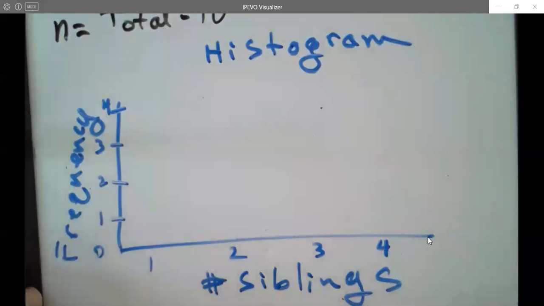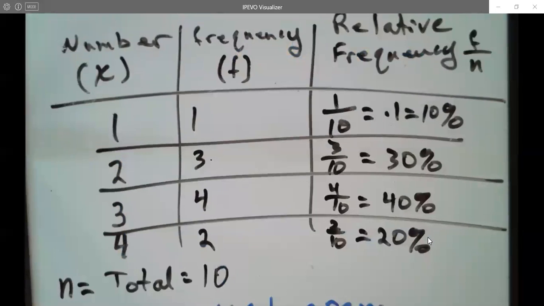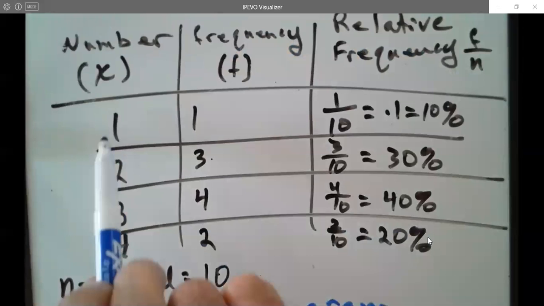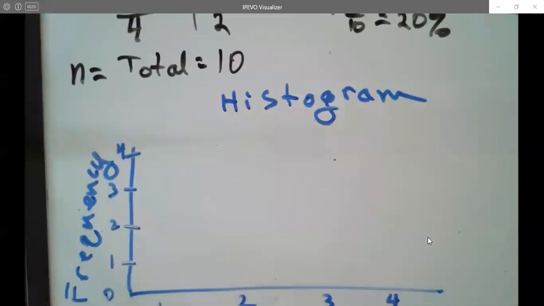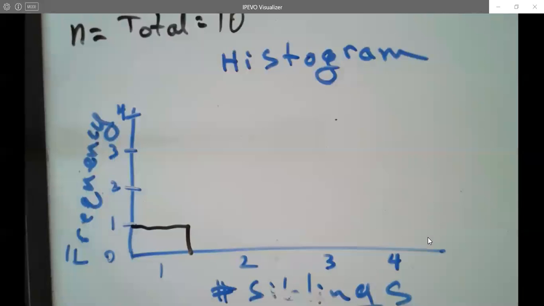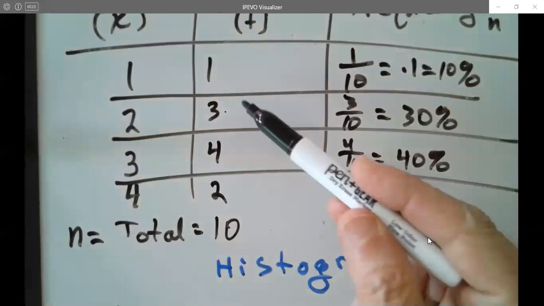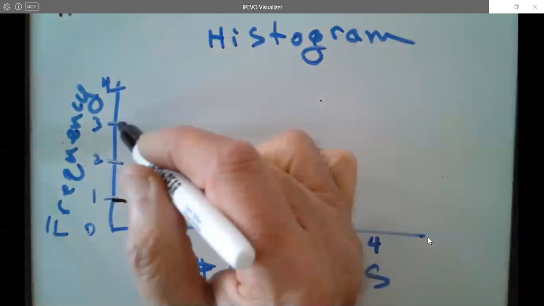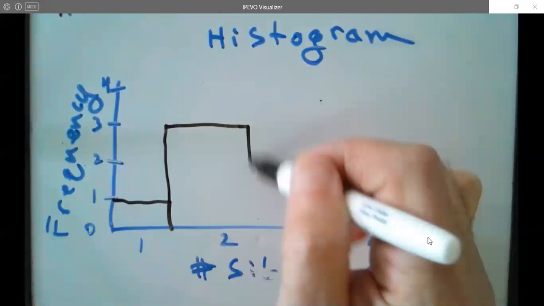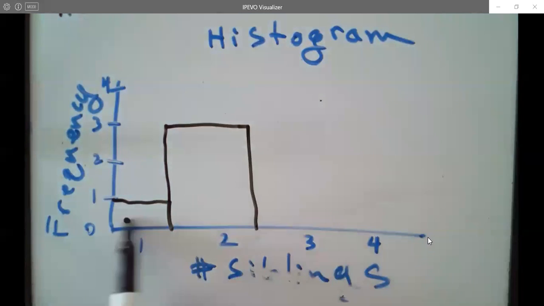And so we look at the category of 1 sibling, and we're just looking at frequency here, which is 1. The category of 1 sibling had a frequency of 1. The category of 2 siblings had 3. So here's 3, so we go up to 3, and we connect each rectangle.